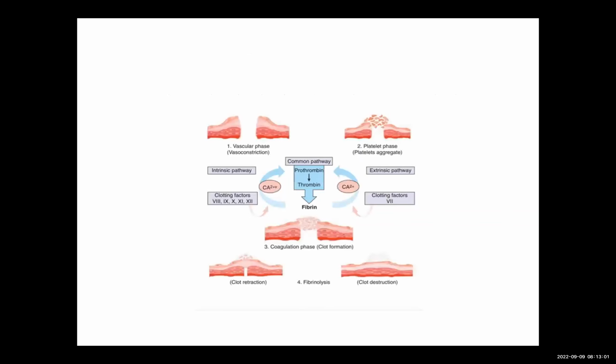Now we come to the biology of hemostasis. This is a pictorial presentation showing 4 phases or 4 processes in hemostasis. Number 1 is the vascular phase, which is related mainly to vasoconstriction. The next phase is the platelet phase, where platelet aggregation occurs. The third phase is the coagulation phase, which leads to the formation of a clot. And the final phase is the fibrinolysis phase, which leads to the clot destruction process.